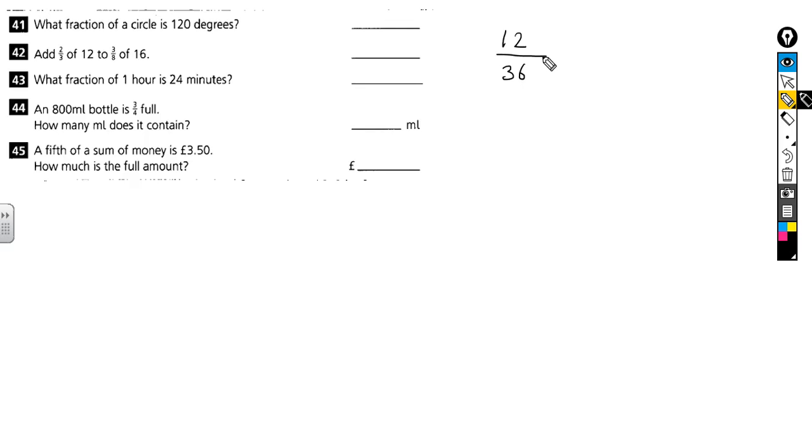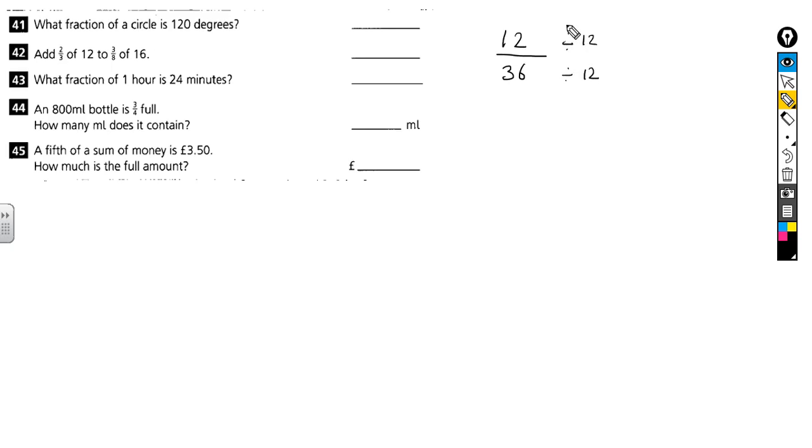Now, is this looking familiar? Is there anything we need to think? What's the biggest number that we can divide into both top and bottom? Hopefully you should be able to recognize that 12 times 3 is 36. So I can divide both top and bottom by 12. I'm going to divide this by 12, and I'm going to divide this by 12.